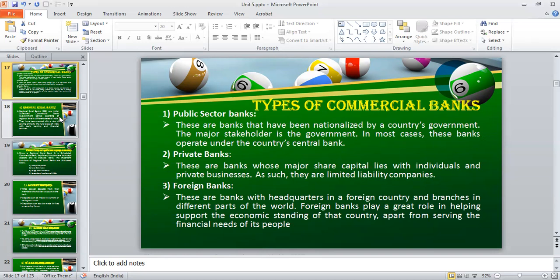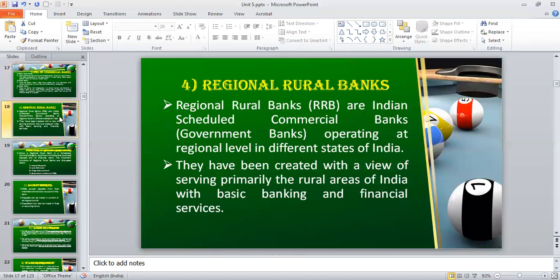Then let us concentrate on these foreign banks. So these banks are banks with headquarters in a foreign country. So their headquarters are available in this foreign country and their branches in different parts of the world, right? So these foreign banks play a great role in helping support the economic standing of the country, apart from serving the financial need of its people.